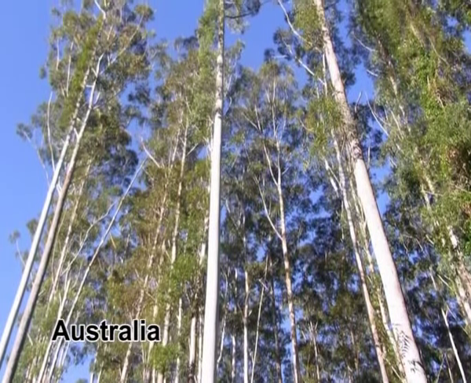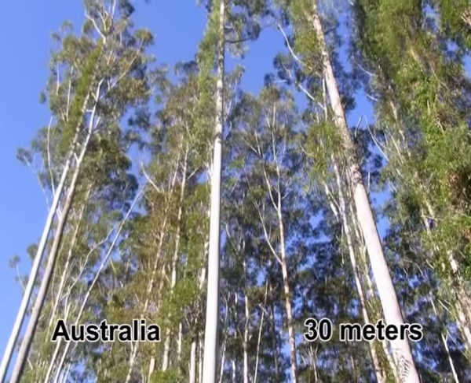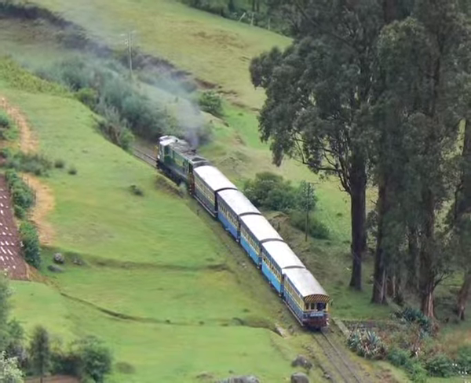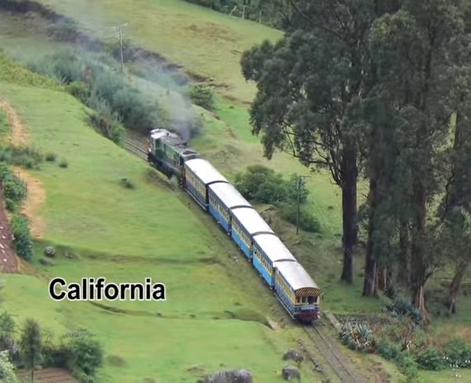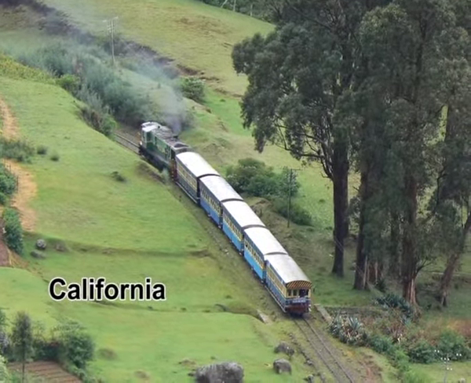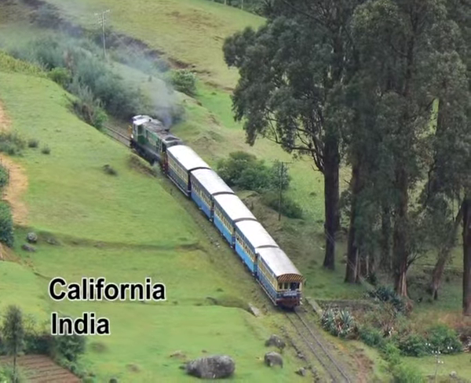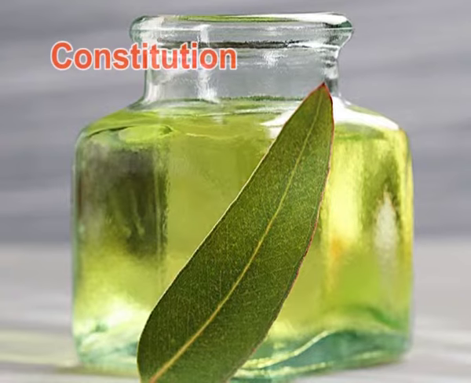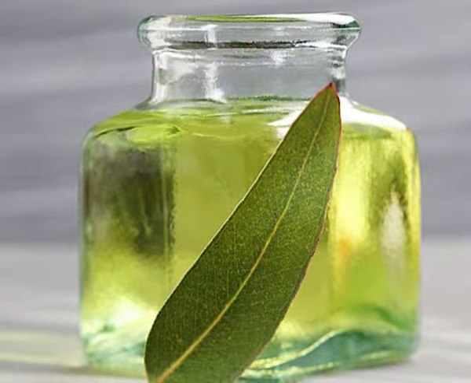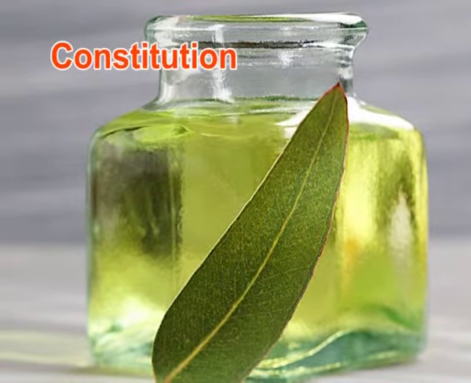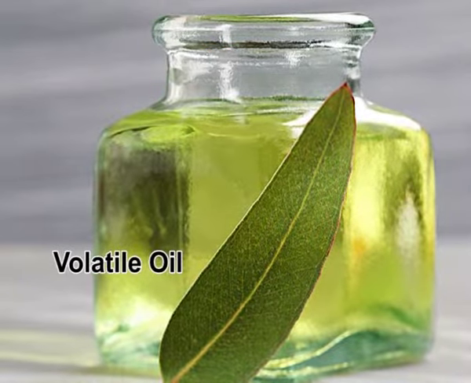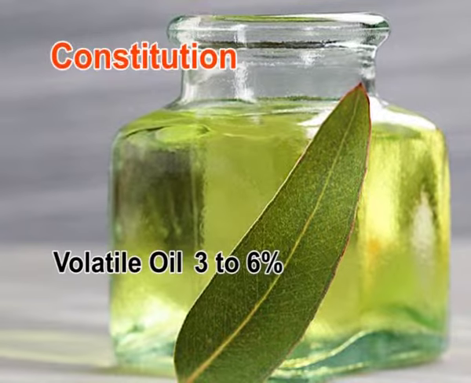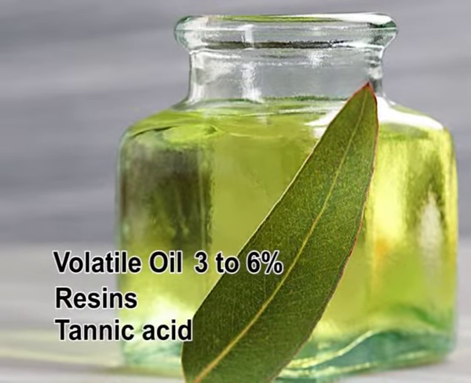Tree height is up to 30 meters and it is available as a cultivated tree in California, and grows naturally and is cultivated throughout India, especially around the Ooty region. Now coming to the constitution of the leaves. The leaves yield volatile oil that ranges from 3 to 6%. It also contains resins and tannic acid.